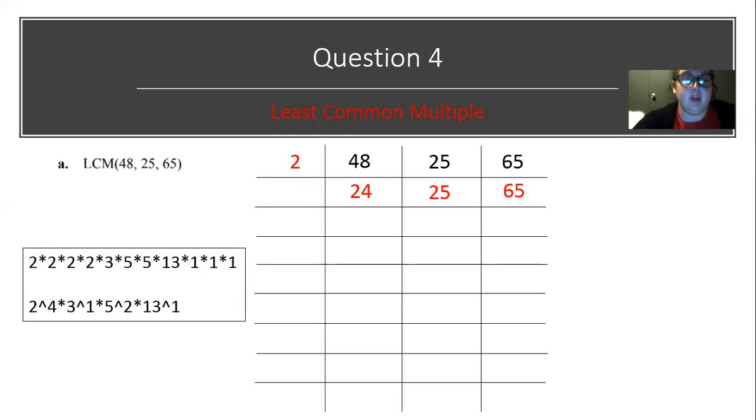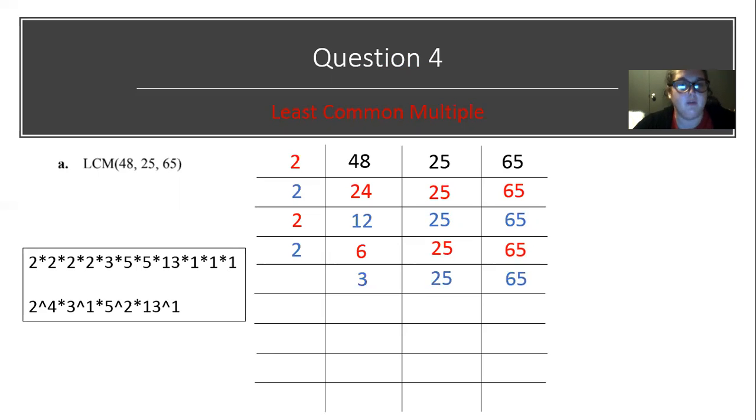Now I think we need to do another 2 because 24 is still divisible by 2, but we're trying to keep prime numbers. We could have done it by 4, but we want a prime number on the very left side. So we'll do a 2 again, and out of the 24 we're going to get 12, and we're going to bring those next 2 numbers down again. And we're going to do this one more time to give us 6, 25, and 65. And last time with the 2, we've got 3, 25, and 65.